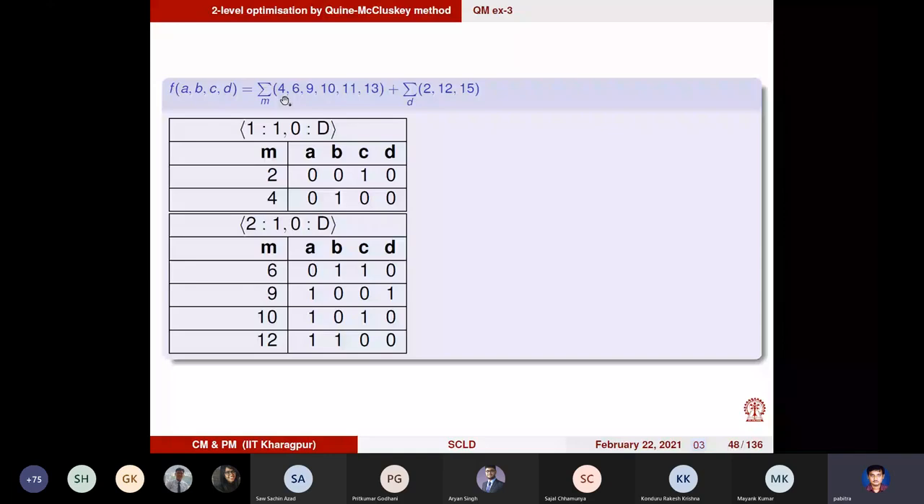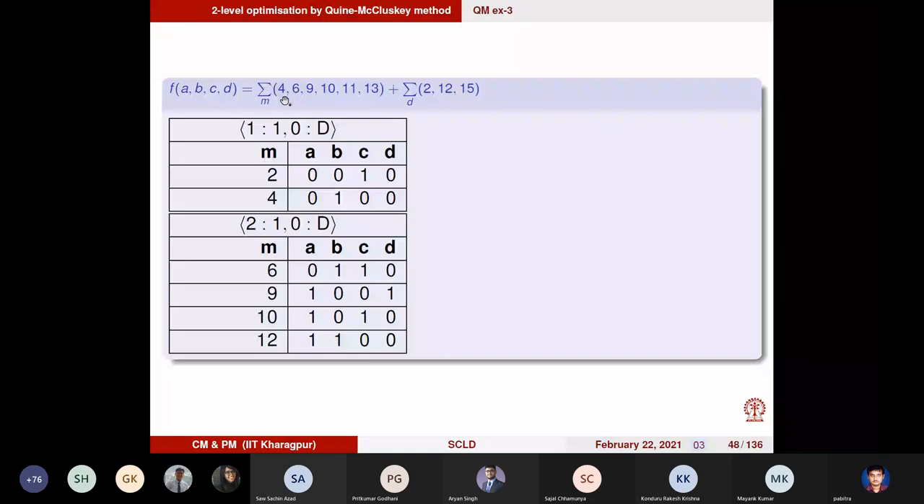So let's see what they combine. 2, 6 combines, 2, 10 combines, 4, 6 combines, 4, 12 combines. So these are the things that combine. This is the second level: 2 1s with 3 1s. So 9, 11 combines, 9, 13, 10, 12, 13 combines. So these are the ones that combine. Similarly, 3 1s and 4 1s. I am including everything: 4, 6, 9, 10, 11, 13, 2, 12, 15, and repeating the same procedure as before.